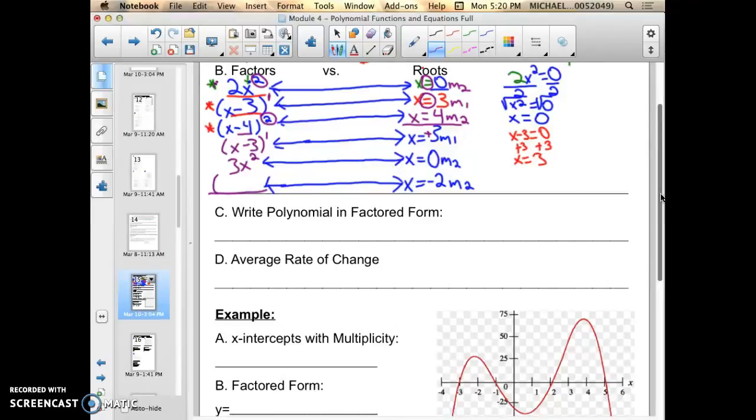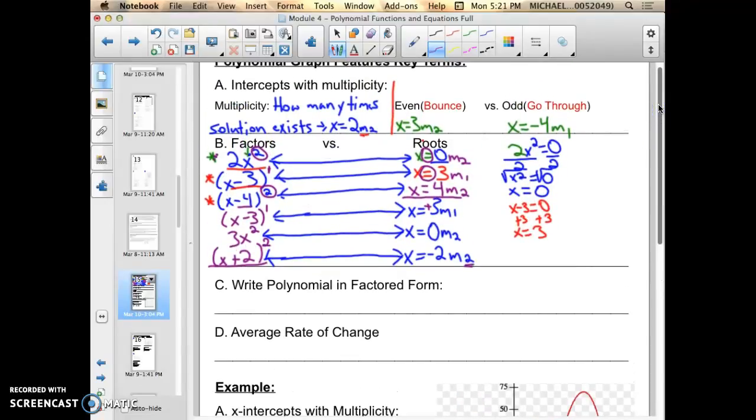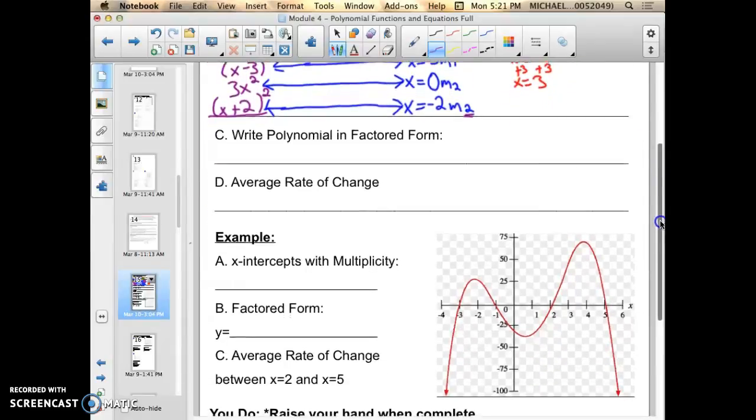So at this point, the factored form of x equals negative 2 would be x plus 2. And because of that multiplicity of 2, it means that it's happening twice. So I need a power of 2. That is the relationship between the powers and the multiplicities. So whenever there's a multiplicity of 2 in root form, I know that the power will have to match that multiplicity in factored form.